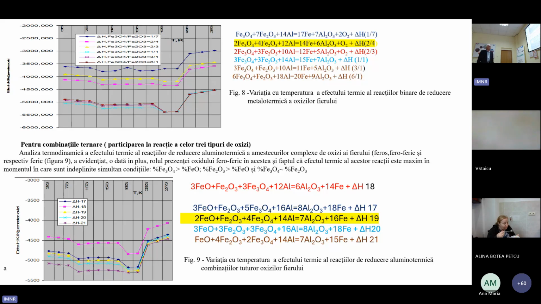Și, în acesta, faptul că acest efect termic al reacțiilor este maxim în momentul în care sunt îndeplinite simultan condițiile care se văd: Fe3O4 mai mare decât FeO, Fe2O3 mai mare decât FeO, vorbesc de procente. Și Fe3O4 să fie aproximativ egal cu Fe2O3. Și se vede în aceste diagrame și alături ecuațiile, expresiile matematice ale combinațiilor prezentate mai înainte.